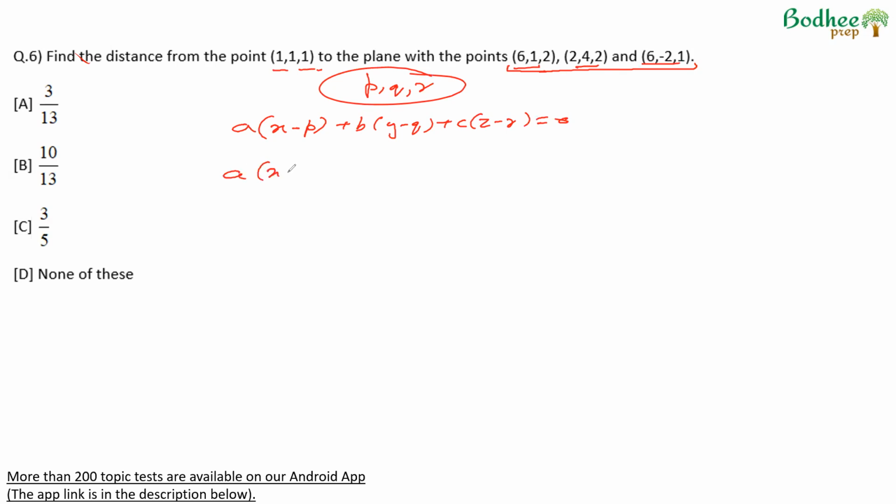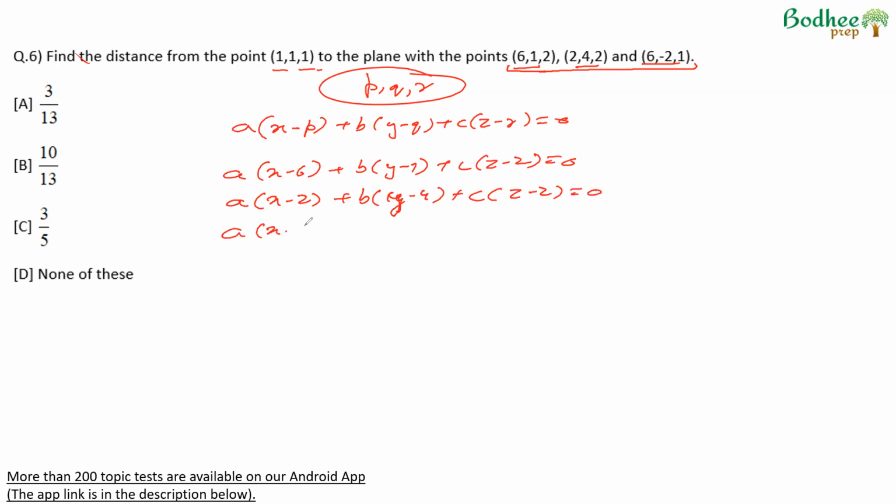a into x minus 6 plus b into y minus 1 plus c into z minus 2 is equal to 0. For the second point, we write a into x minus 2 plus b into y minus 4 plus c into z minus 2 is equal to 0. For the third point, we write a into x minus 6 plus b into y plus 2 plus c into z minus 1 is equal to 0. Let this be equation 1, this be equation 2, this be equation 3. We use two equations to eliminate one of a, b, c.